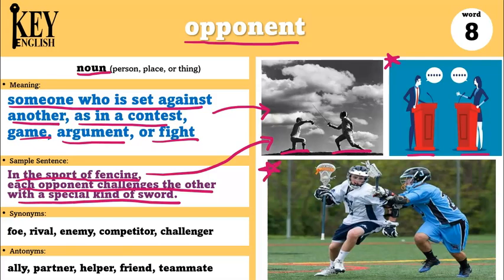Here too is another example of a sport. Maybe this person is from team 1 and this person is from team 2. They're on different teams. So I can say they are opponents. Some synonyms are foe, rival, enemy, competitor, and challenger. Antonyms are ally, partner, helper, friend, and teammate. So you can think of opponent as the opposite of your teammate, someone who is going against you.